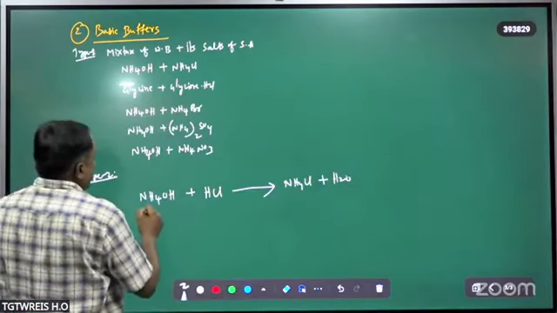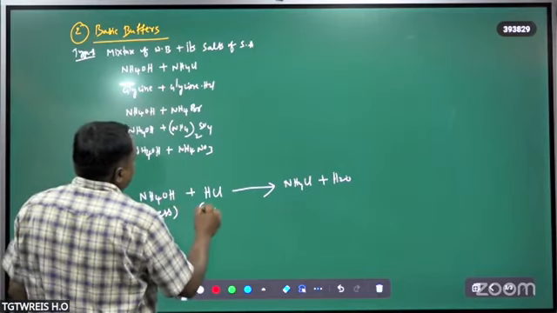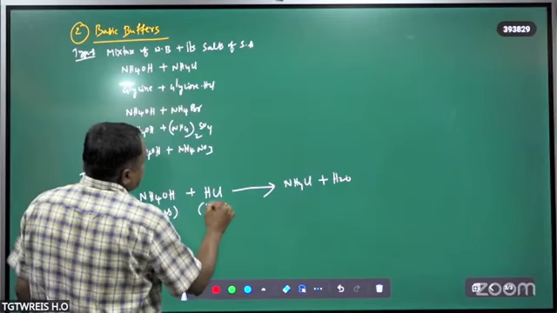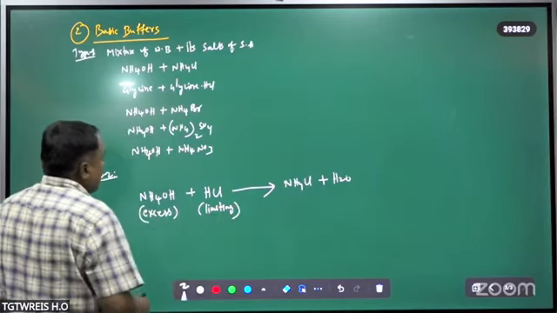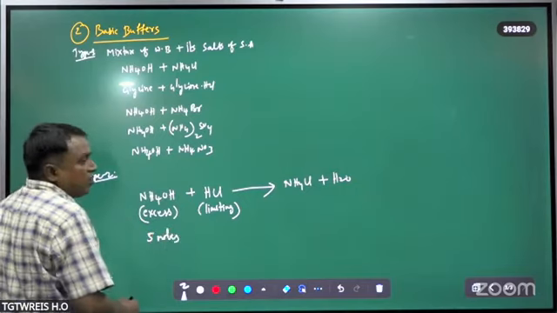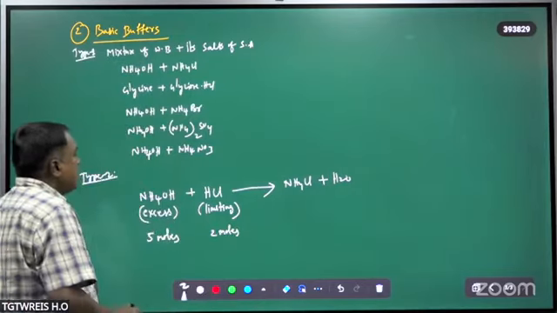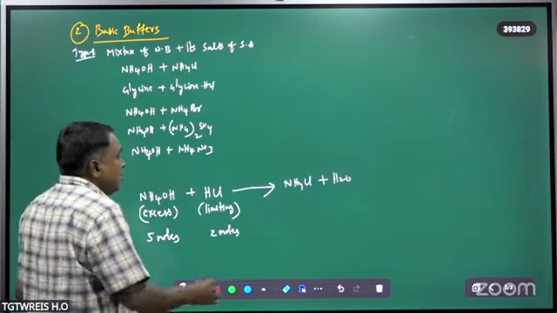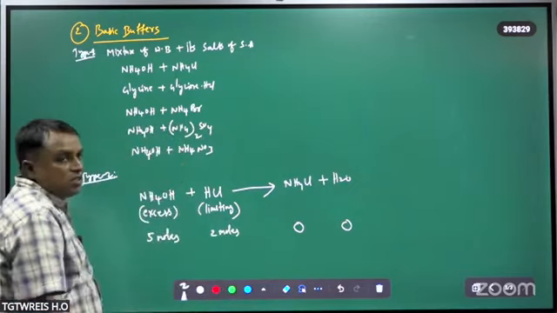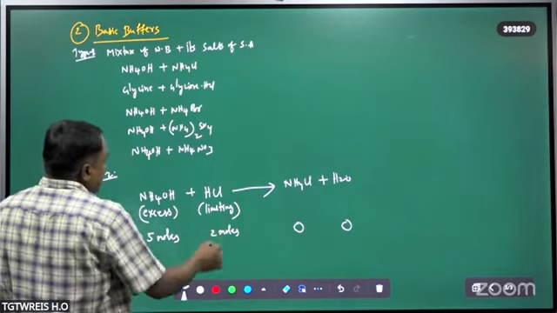The ammonium hydroxide must be taken in excess and the HCl must be taken in limiting, small amounts. Suppose you take 5 moles of ammonium hydroxide and 2 moles of HCl initially. Initially there is no formation of ammonium chloride and water, therefore they are 0 and 0. After completion of the reaction, this is the limiting reagent and this is the excess reagent.